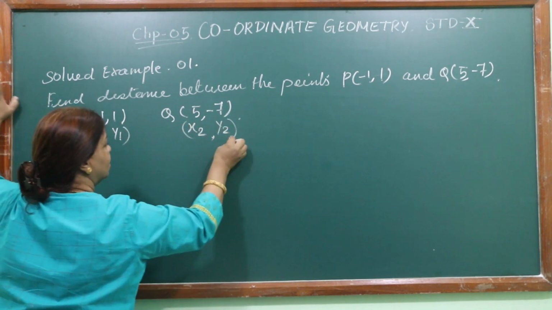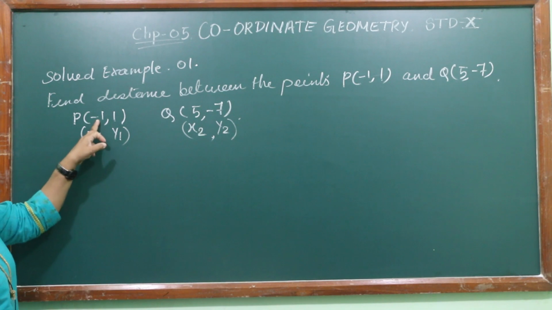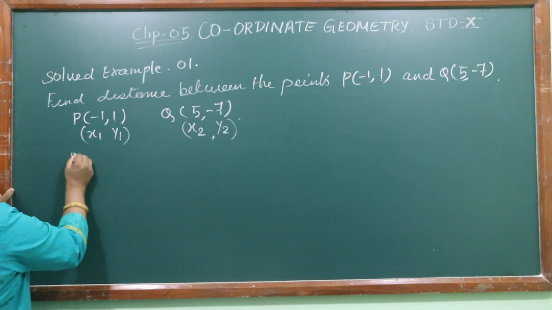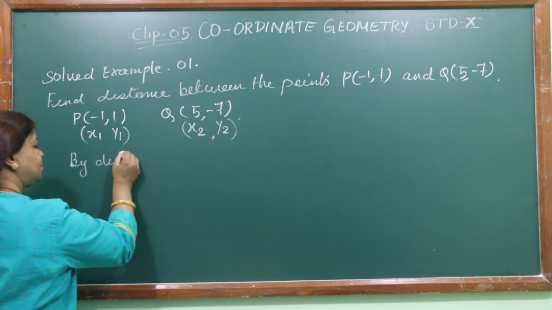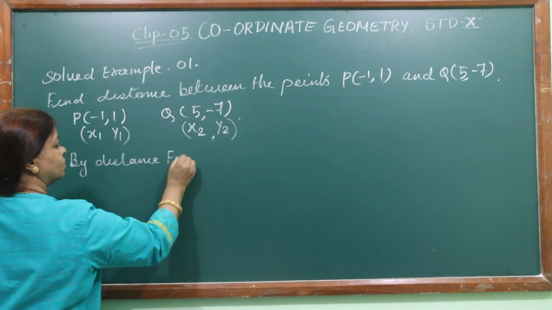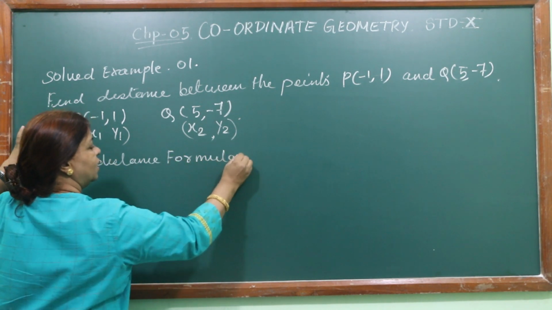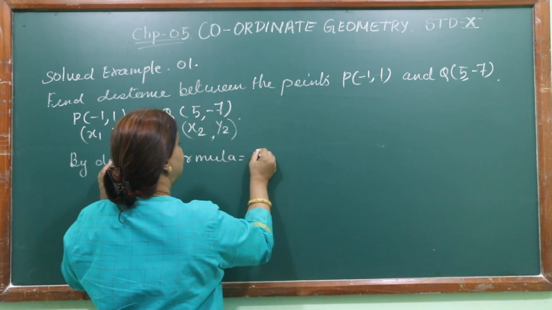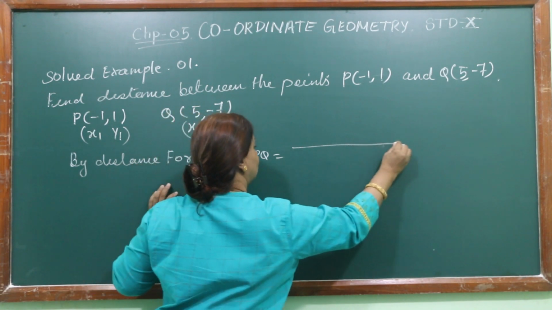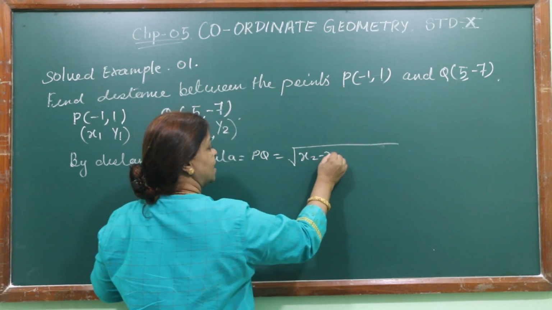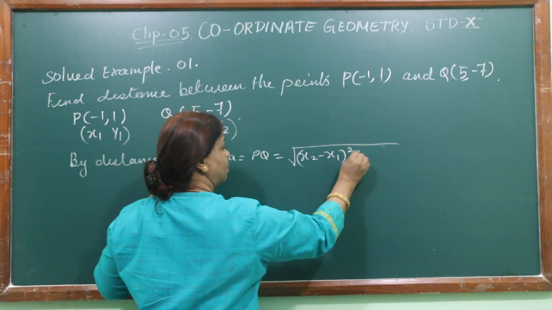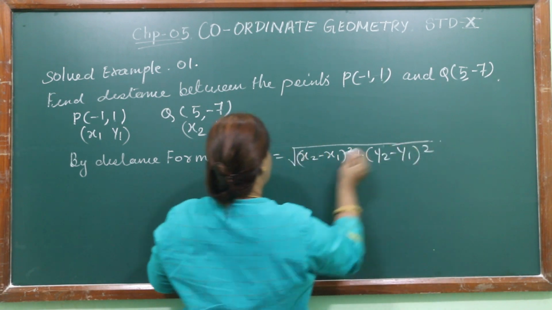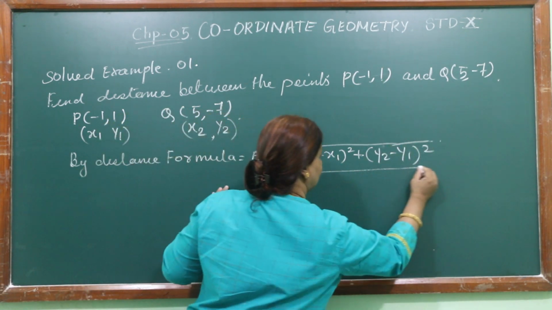So we got x1 coordinate is minus 1 and x2 is 5. We can make use of distance formula. By distance formula, children, you know distance formula is under the root. By distance formula, PQ is equal to under the root x2 minus x1 the whole square plus y2 minus y1 the whole square. Let us place the value.